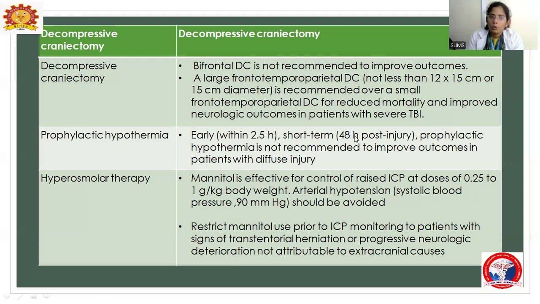That is, don't do bifrontal DC. DC is decompressive craniectomy. You are going to do a large FTP decompressive craniectomy. The size should be about 12 cross 15, or 15 centimeters in the case of diameter, and evacuate the hematoma. Okay.